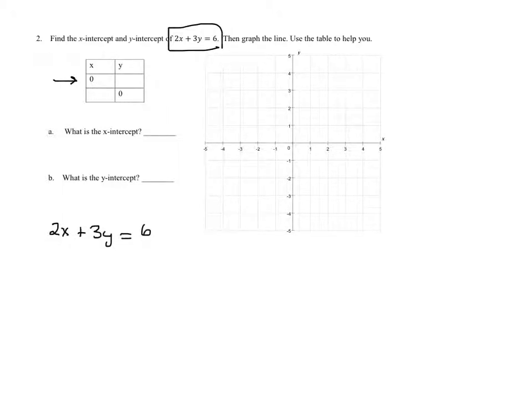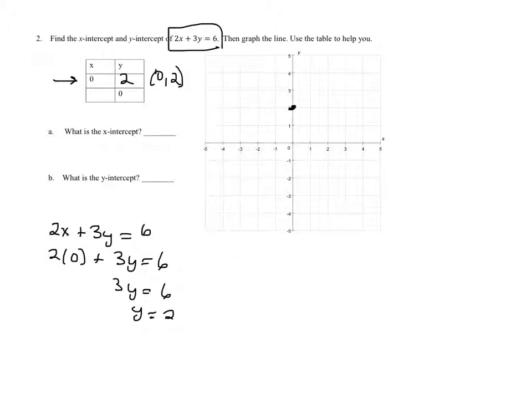Now some of you may just be able to tell, but let's just look at it. If I put 0 in for x and I solve, I'll get 3y is equal to 6, y is equal to 2. So immediately, before I answer any questions, I'm going to graph the point (0, 2). Yay! So (0, 2), there it is. I'm not going to answer any questions yet. I'm going to fill in this next piece.